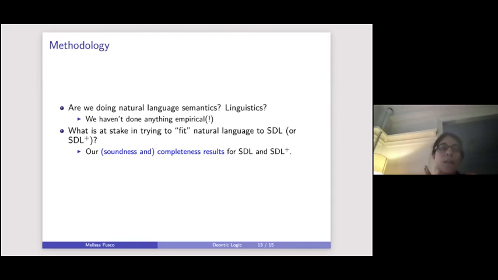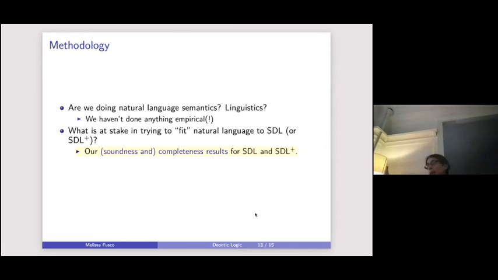And so you might ask yourself, well, what's at stake in that conservative project? Why would we want to do that in the first place? I won't speculate exactly on what motivates Grice in Logic and Conversation, but it seems like you might want to say, well, to have a simple or elegant theory, to have a theory of semantics that's well understood formally. And in particular, of course, we have looked at two formal results here. We have soundness and completeness results for SDL and SDL plus.